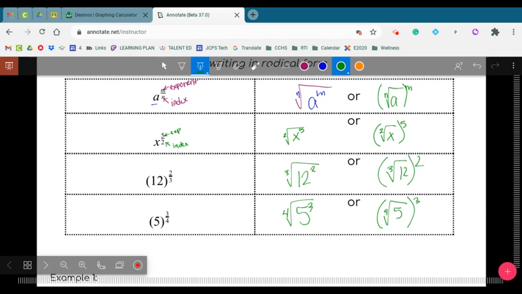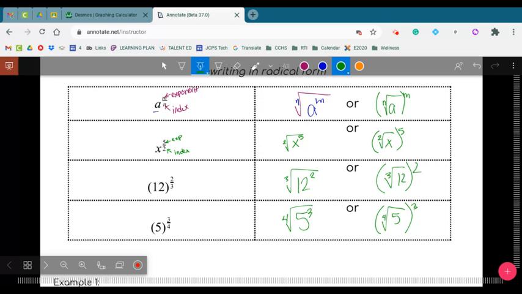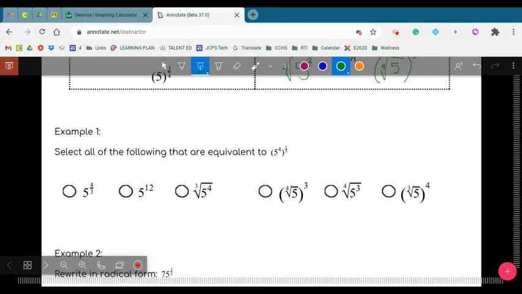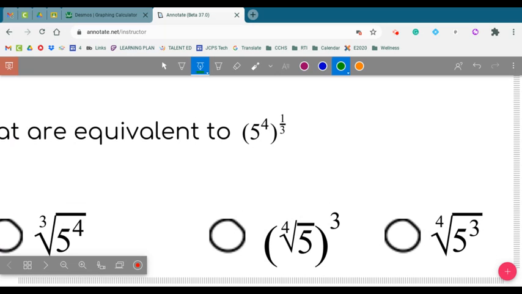Okay, so that is how we rewrite from exponential to radical form. We're also going to do the opposite on the back page. Example 1 says select all the following that are equivalent. Our first step is, since it's a power to a power, we have to multiply. So 4 times 1/3 is going to give you 5 to the 4/3.